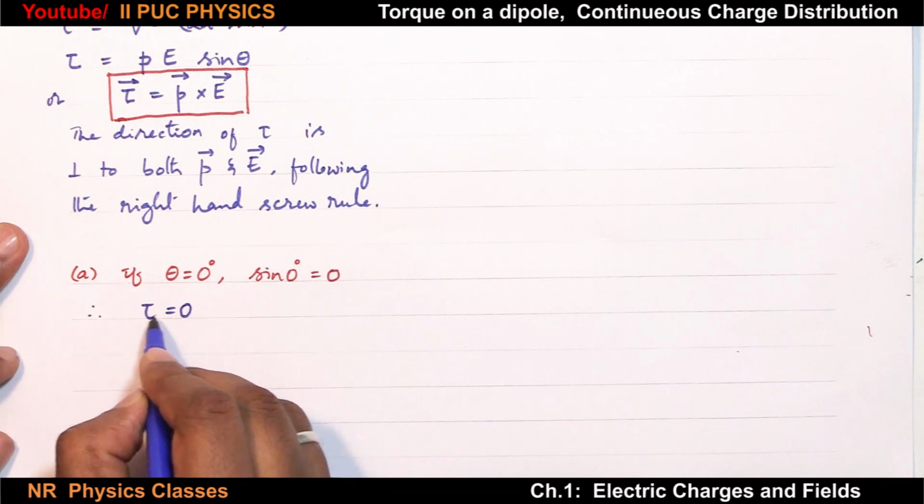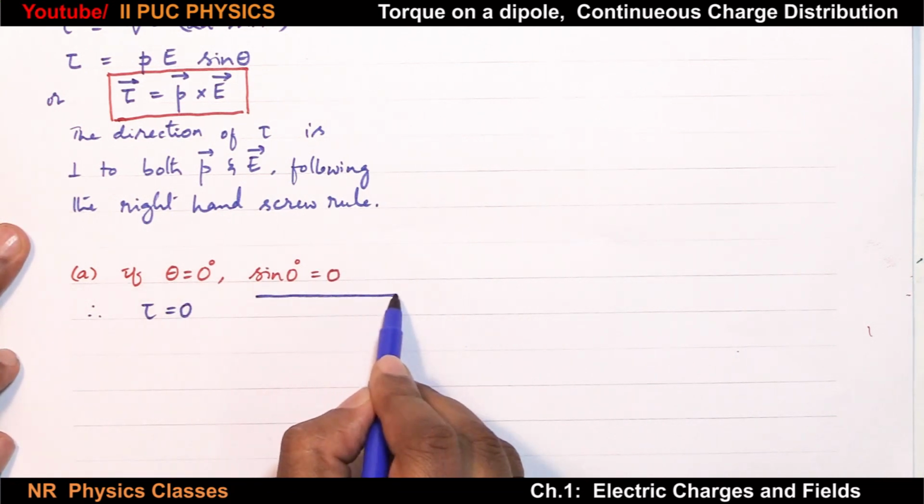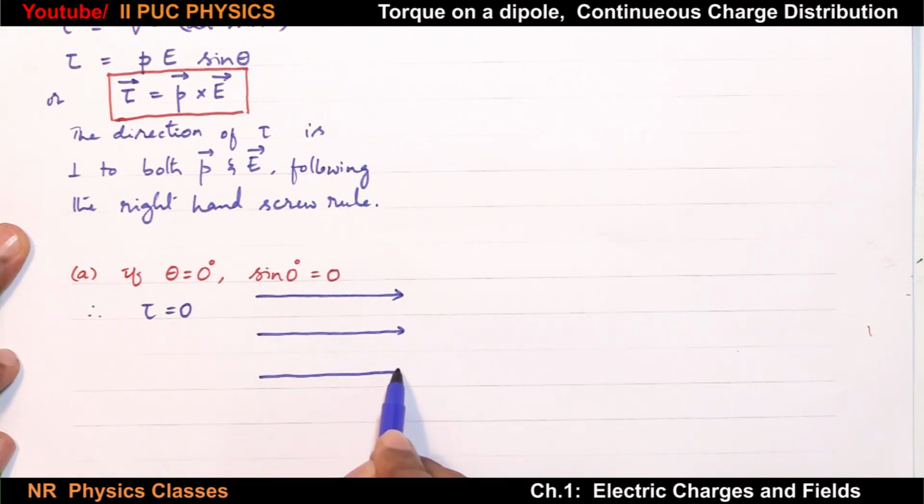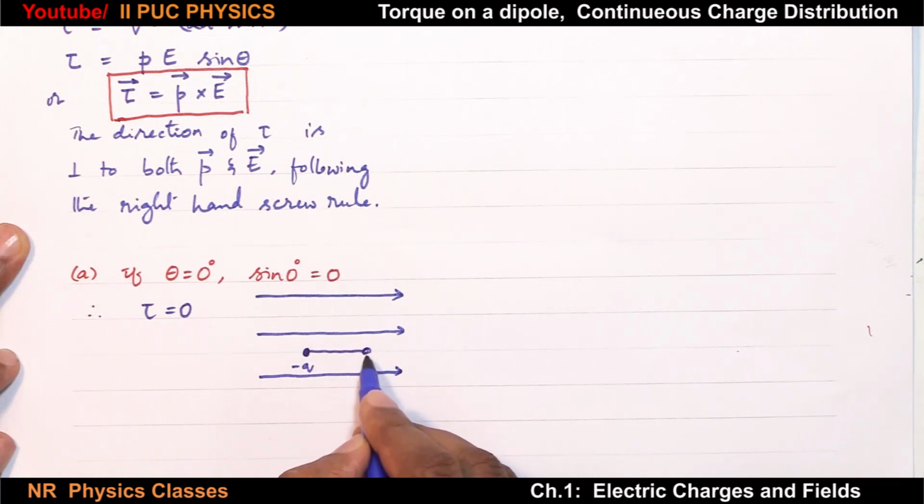What is the meaning of tau equal to 0 if theta is 0? This is uniform electric field and here is a dipole, minus Q, plus Q.